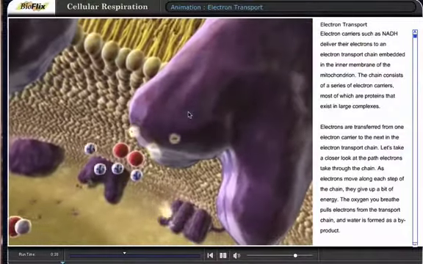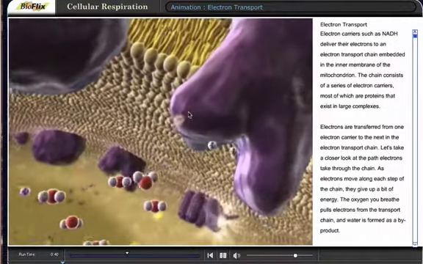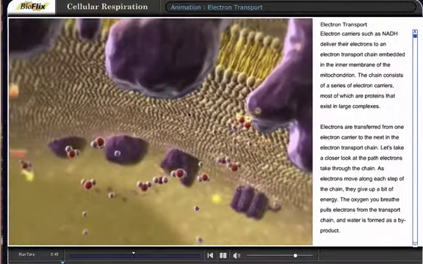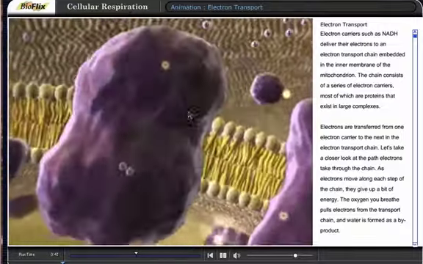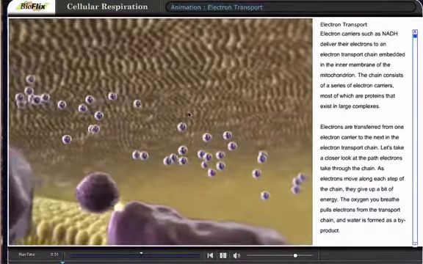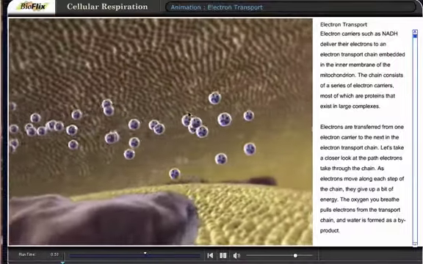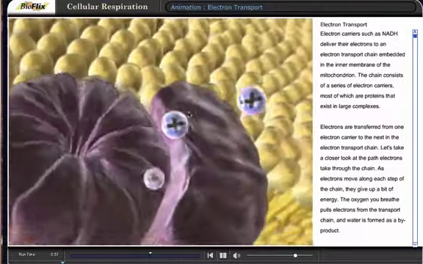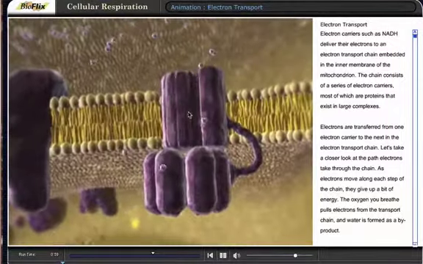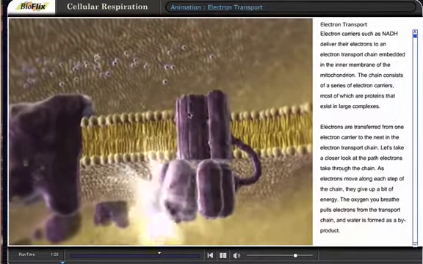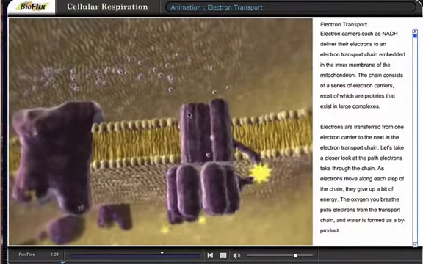The oxygen you breathe pulls electrons from the transport chain, and water is formed as a byproduct. The energy released by electrons is used to pump hydrogen ions, the blue balls, across the inner membrane of the mitochondrion, creating an area of high hydrogen ion concentration. Hydrogen ions flow back across the membrane through a turbine. Much like water through a dam, the flow of hydrogen ions spins the turbine, which activates the production of ATP.